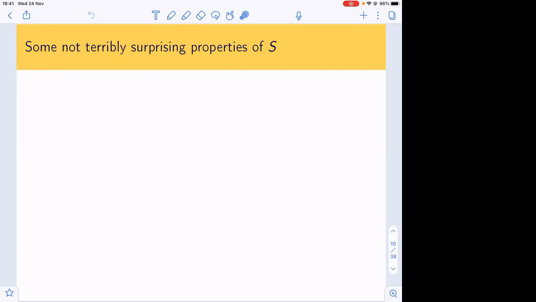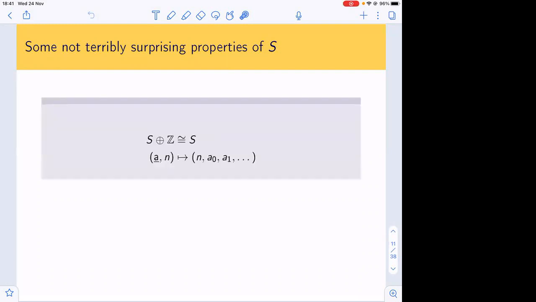abelian groups. The first property is that if we take the direct sum of this group with Z, that's isomorphic to the group we started with. And the reason this is not terribly surprising is that this isomorphism between these two groups is very simple. If I take a sequence and an integer, so I take an element of S plus Z, I can just form a sequence by putting the integer at the beginning and then carrying on with the original sequence. So to give a sequence and an integer is really the same thing as just giving this other sequence.